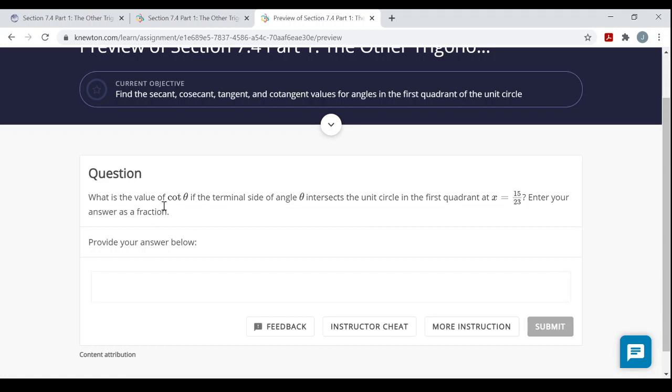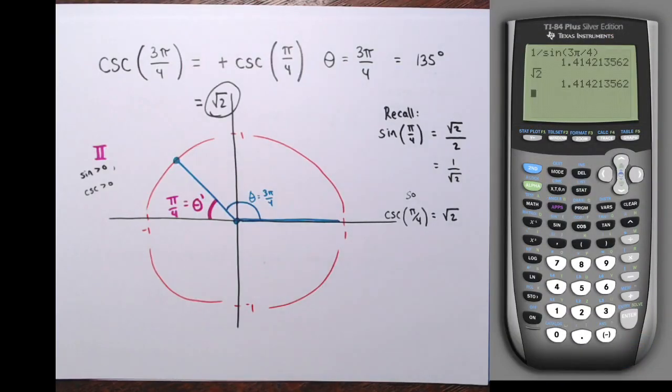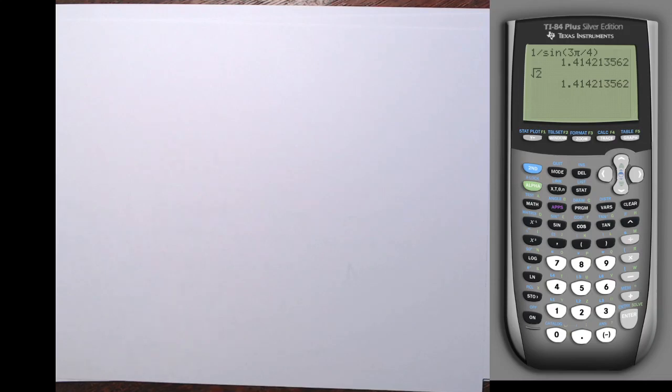All right. So what is the value of the cotangent of theta if the terminal side of angle theta intersects the unit circle in the first quadrant at x equals 15/23? And then enter your answer as a fraction. All right, so let me draw what they're saying there. I'm going to be doing this a lot, right?